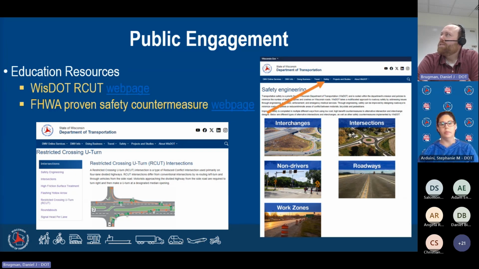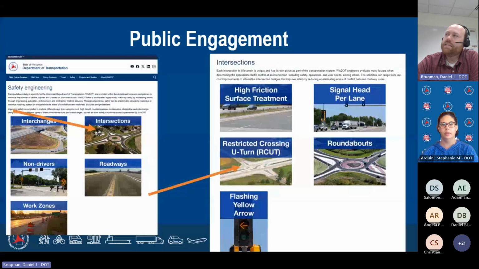WSDOT's RCUT webpage can be accessed by going to that main webpage. Up on the right side of the screen, you would click Safety. From there, there's a drop down for safety engineering, which would bring you to the screen on the left. We've recently adjusted our safety engineering page to have different intersection and interchange buttons. So if you click the intersection button, it'll lead you to all of our intersection safety engineering web pages, where RCUT is one of them. Or you can simply Google Wisconsin RCUTs and you'll find it in the top choices there.